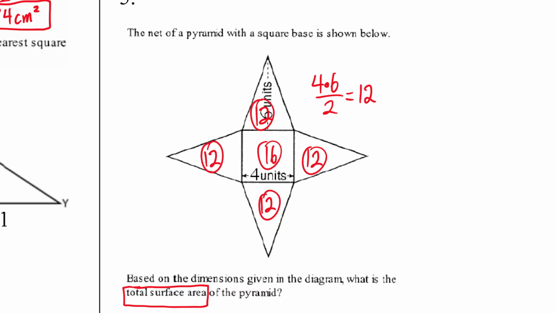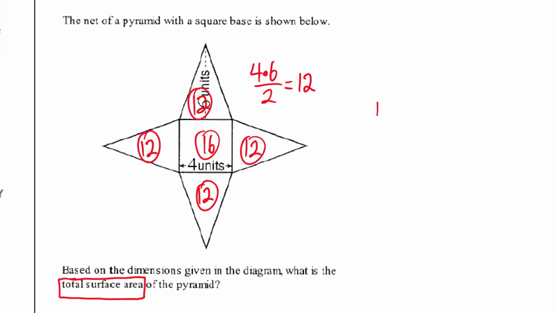So now to find the area of that whole thing, we're just going to add up all of those numbers, all 5 of those numbers. So it's going to be 12 plus 12 plus 12 plus 12 plus 16. That's adding that, and that. And what does that give you? 64.